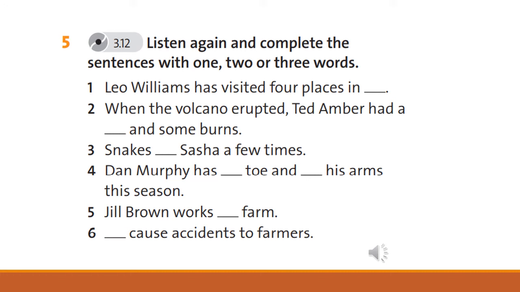And we welcome Leo Williams. Leo has traveled to 4 different places around the USA, talking to people with dangerous jobs. Leo, where did you start? I started in Hawaii, where I met a volcanologist called Ted Amber. A volcanologist, by the way, is a person who studies volcanoes. Okay. And Ted, who has studied volcanoes all over the world, was actually very near a volcano when it erupted. Not a good place to be.